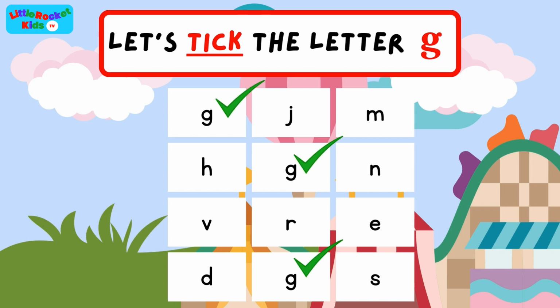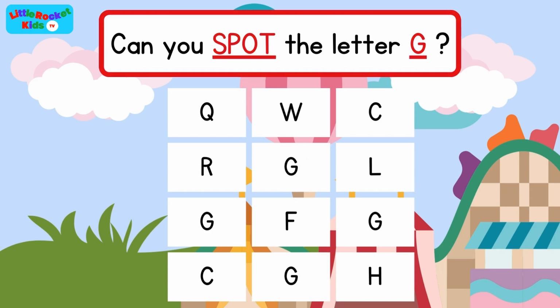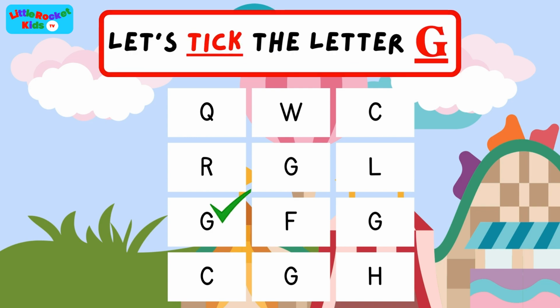Correct. Good job. Can you spot the capital G here in this box? Come, let's tick it together. Yes, that's right. One more G is there. Can you find it? Yes. I can see a few more are there. Yes, right. The last one? Yes, that's good. Very well done.